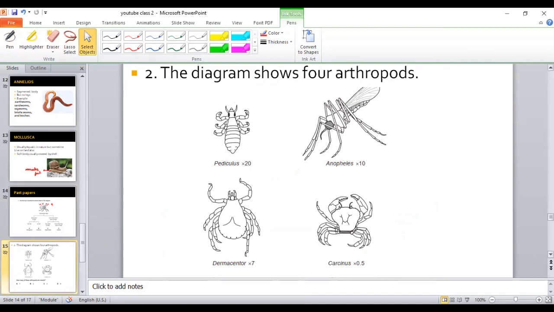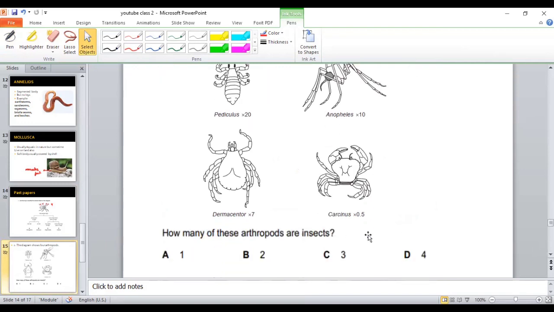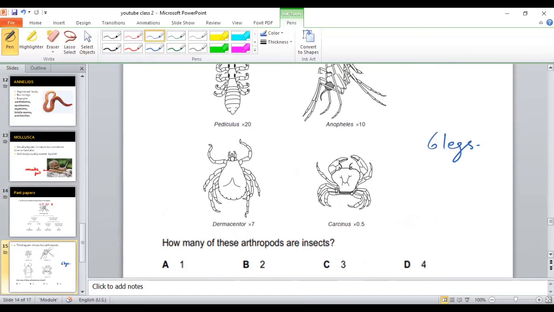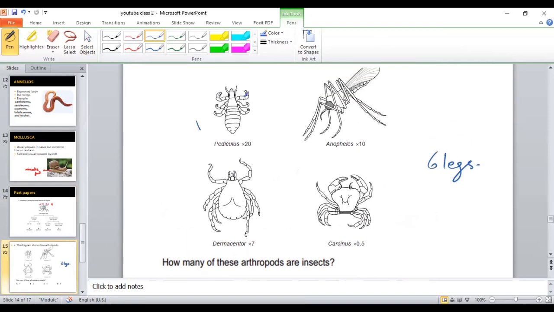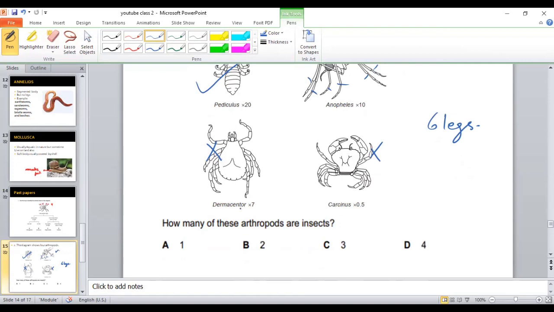Then comes the second MCQ. The diagram shows 4 arthropods. How many of these arthropods are insects? Yes, tell me, insects have how many legs? Yes, 6 legs. So start to count the legs with me. 1, 2, 3, 4, 5, 6. Yes, this is an insect. 1, 2, 3, 4, 5, 6. Yes, this is an insect also. 1, 2, 3, 4, 5, 6, 7, 8. No, not an insect. 1, 2, 3, 4, 5, 6, 7, 8, 9, 10. Not an insect. Okay, so it means 2 are insects here. So the answer is B.